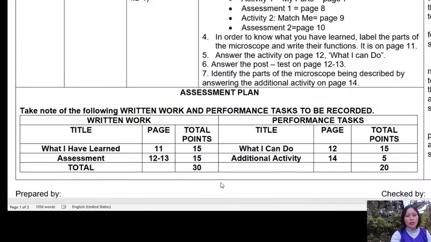Before we start, I hope you were able to complete the written work as well as the performance tasks indicated in your weekly home learning plan. Let's go over the weekly home learning plan. This is our weekly home learning plan in Science 7.